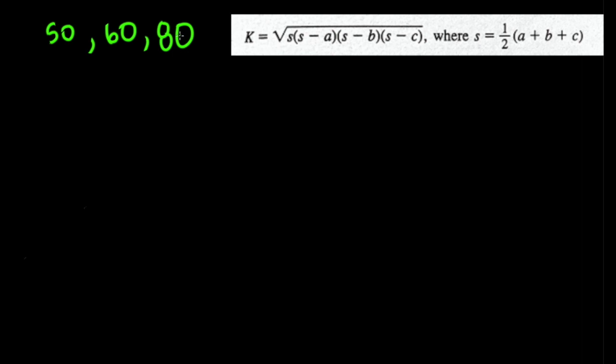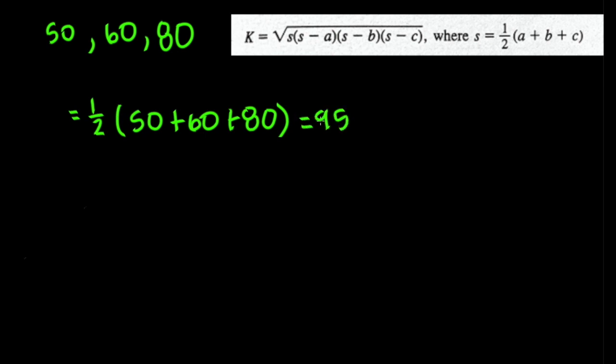So we first need to find the value of s. So we are going to do 1/2 times 50 plus 60 plus 80, because these are the lengths of our a, b, and c. This equals 95. So we know that our s value equals 95. Now we need to substitute this into our Hero's formula. Before we do this, we should probably find what s minus a, s minus b, and s minus c equal. So s minus a is going to equal 95 minus 50. 95 minus 50 equals 45.